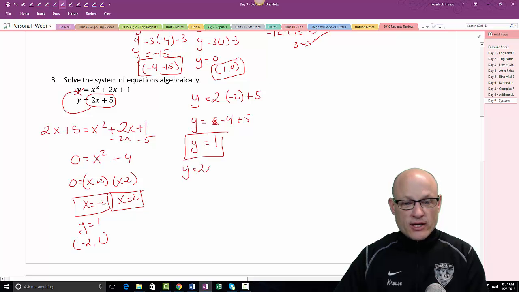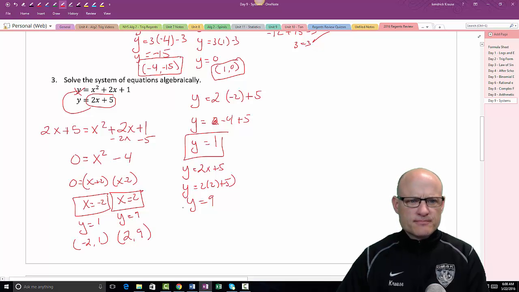y is equal to 2x plus 5. We'll plug in the 2. y is equal to 2 times 2 plus 5. I get y is equal to 9. So my point here is 2, 9. Let me check it.